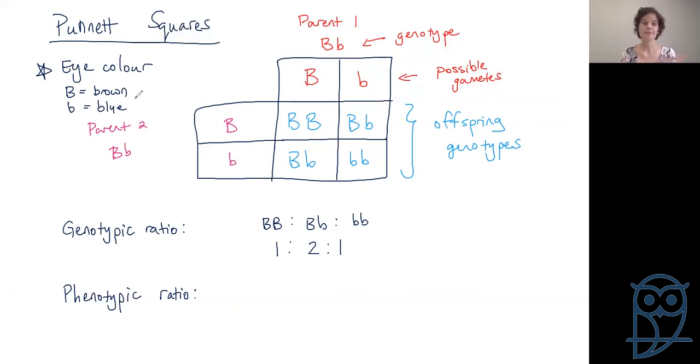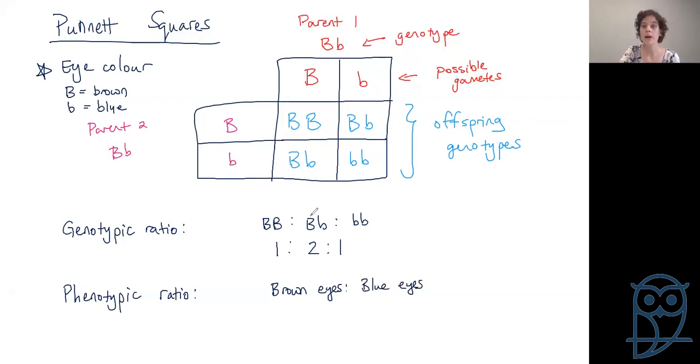So, now that you've been reminded that we're dealing with eye color, what are our possible phenotypes? If we look in here, we've got some brown eyes going and we've got some blue eyes going. That's all our possible phenotypes. So, brown eyes to blue eyes.